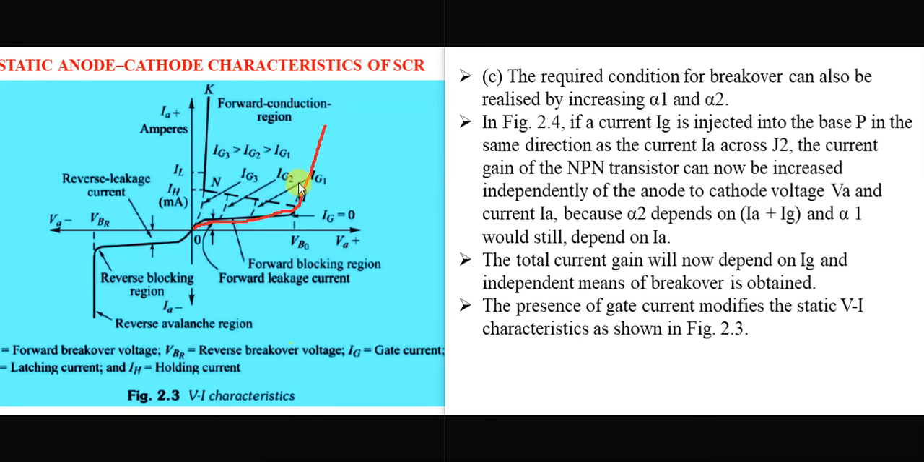Now as soon as I apply a voltage approximately equal to the forward breakover voltage, without applying any gate current, the forward anode current will flow like this. Means the voltage drop across the SCR has drastically reduced. From high impedance, it goes towards low impedance. When, what is the condition? The condition is that the forward bias voltage equals the breakover voltage.